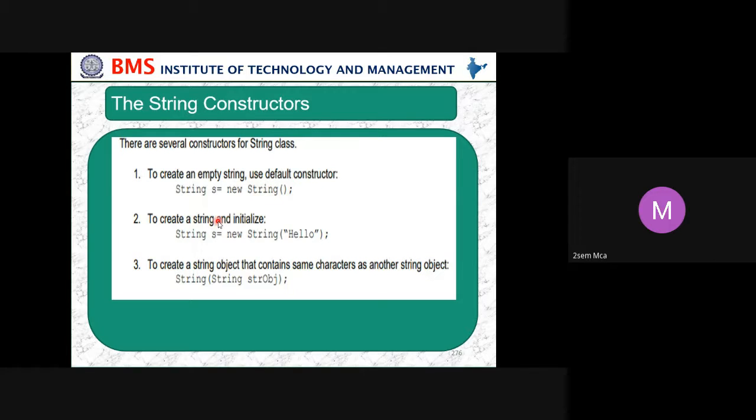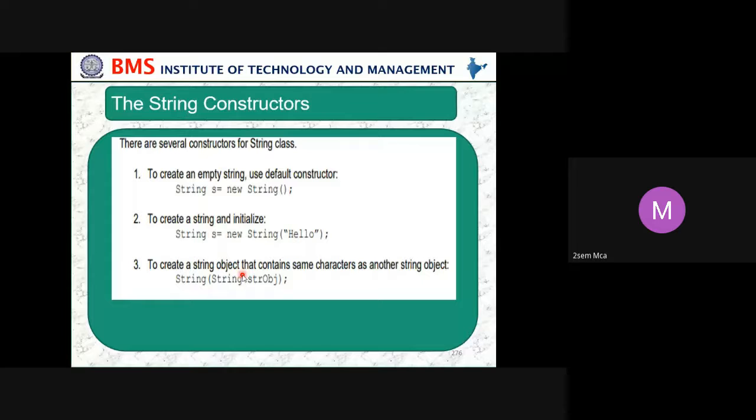Next, we can initialize a string through the constructor. Here String s is new String, and we are passing Hello to the constructor. The earlier one is a default or empty constructor, where we are not passing any values. Whereas in this case, we are passing a string, Hello, to a constructor.